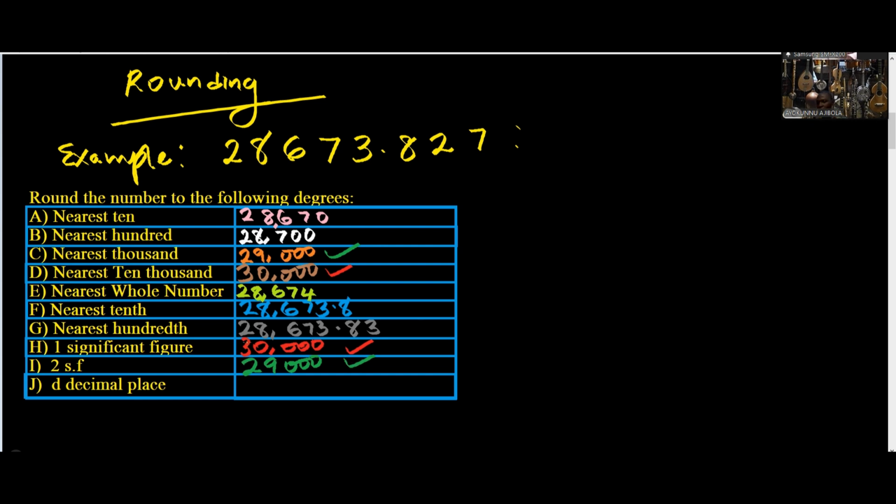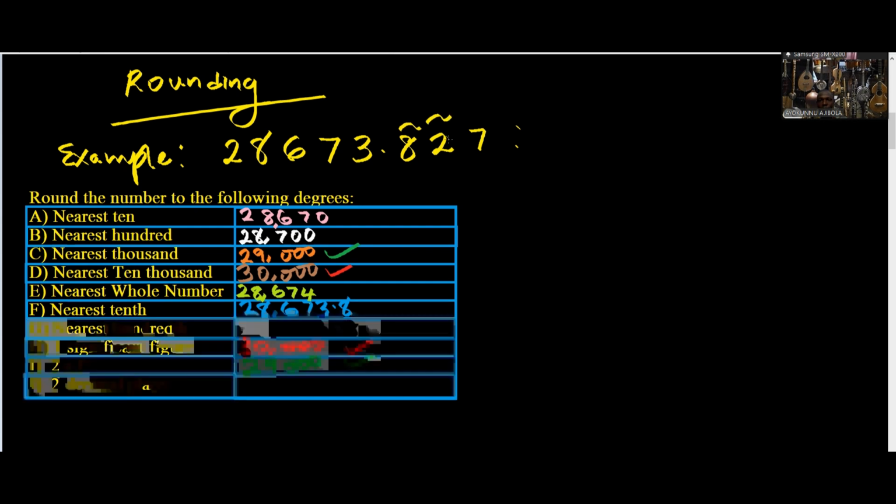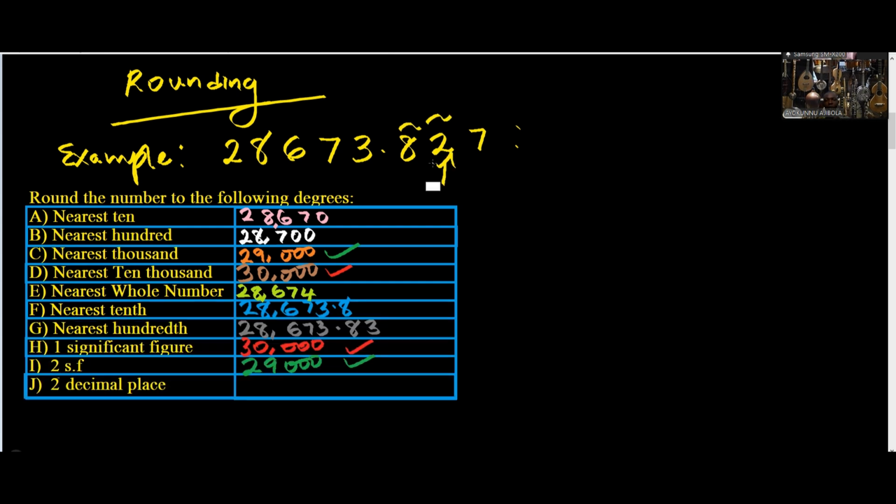Then, oh, I said two decimal places. I put D there. Let me change this to 2. So when I put two decimal places, two decimal places simply mean two digits after the decimal, okay? So 1, 2. And that is the same as the nearest hundredth. So this is going to become 28,673.83, okay?